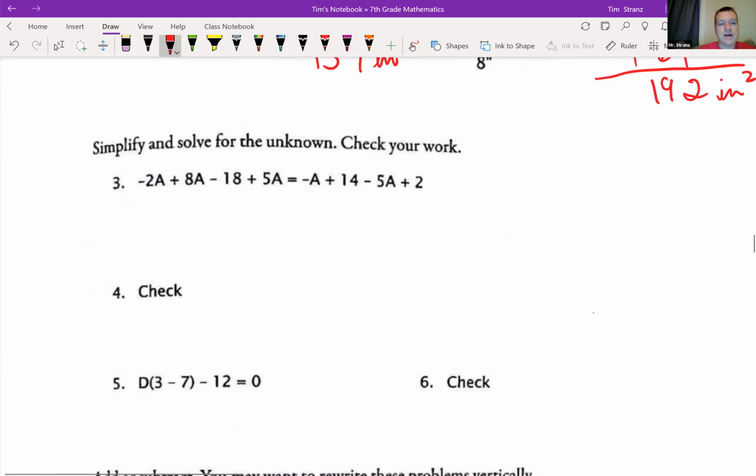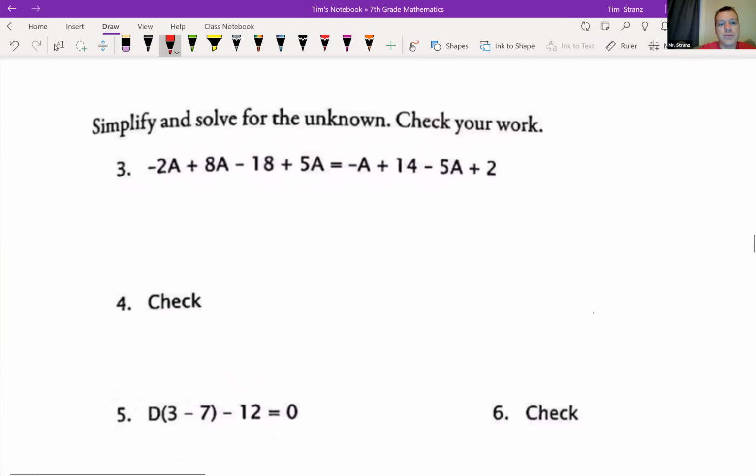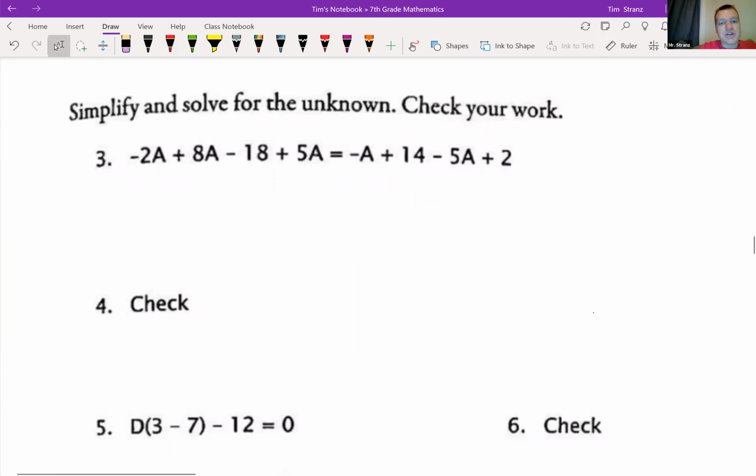All right, number 3, simplify and solve. Long problem here, so bear with me. I'm going to start on the left side. So I got negative 2a plus a positive 8a. That is going to give me a positive 6a. 6a plus my 5a is 11a. I still have my negative 18. And on the other side, we're going to have negative a minus 5a is a negative 6a. And then 14 plus 2 is 16.